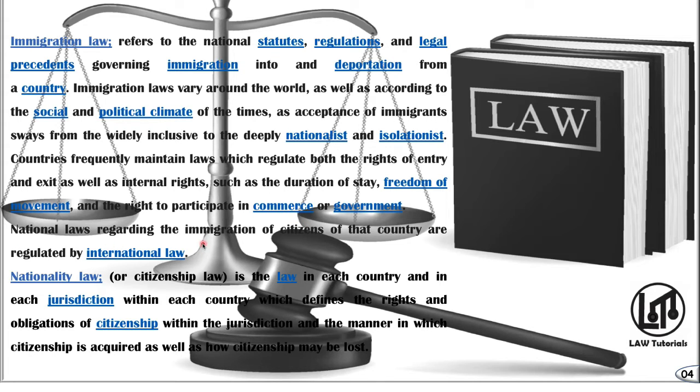National laws regarding the immigration of citizens of that country are regulated by international law. Nationality law.